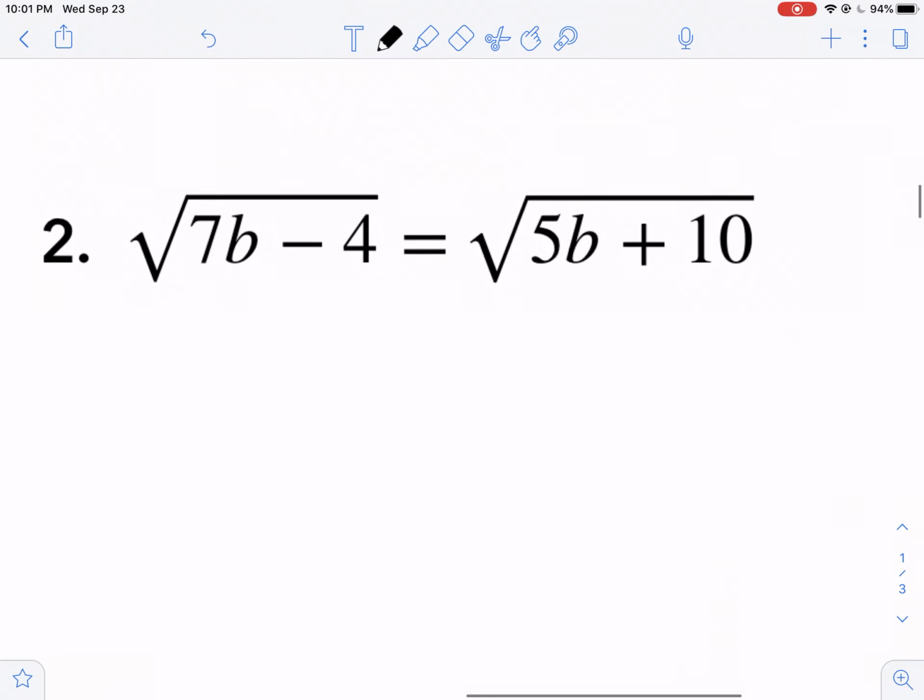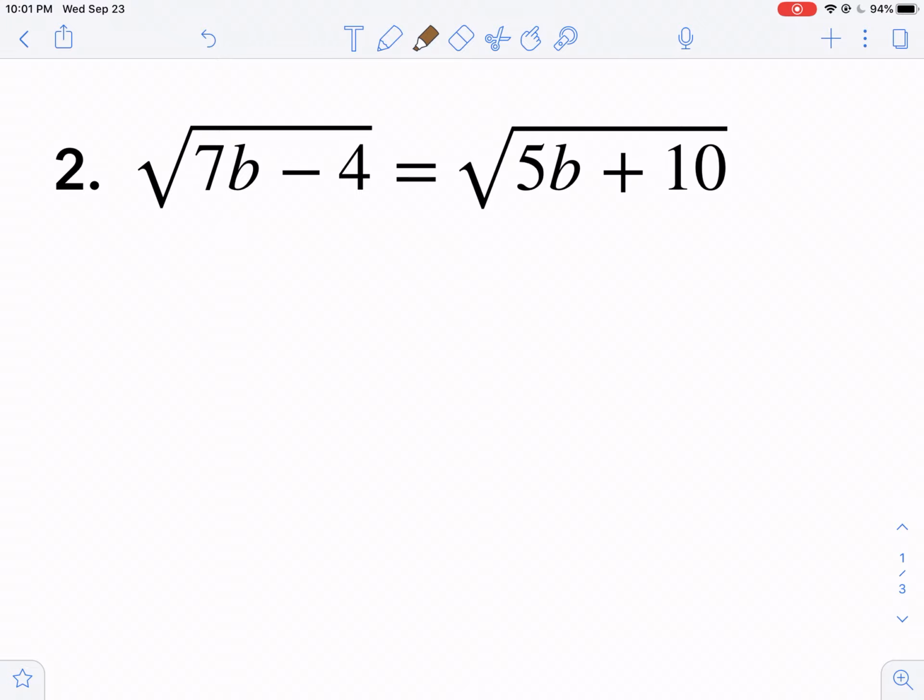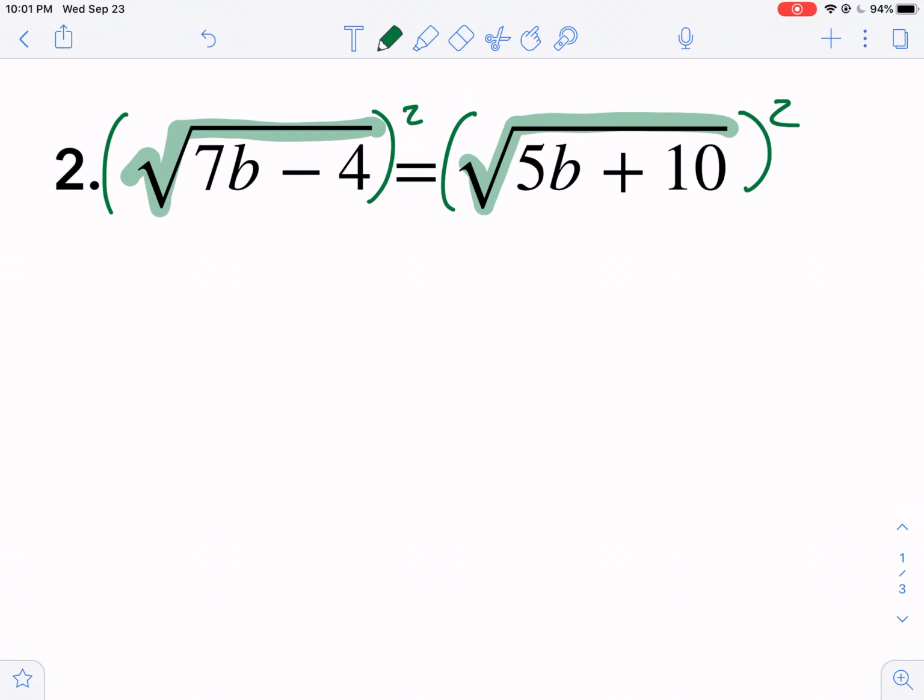So here we've got 2 boxes, and they're both in wrapping paper. Cool. We've got square root of 7b minus 4 and square root of 5b plus 10. So the first thing we're going to do is undo this wrapping paper. How do we undo a square root? We square it. So we square both sides. And because the square root and the square will cancel out, we're left with just 7b minus 4 equals 5b plus 10.